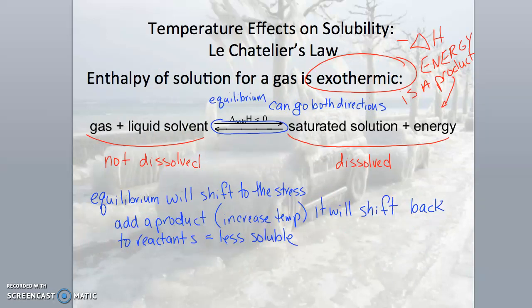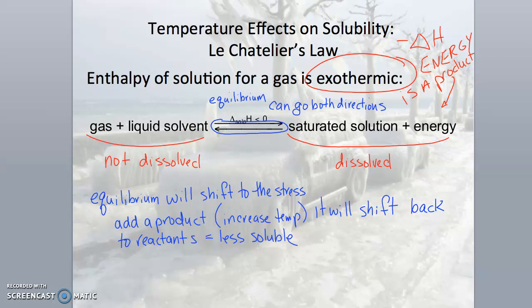Another way to look at the solubility is to write almost like a chemical reaction. We said that the enthalpy of a solution for a gas is exothermic. So this was the bonds broken minus bonds formed. Well, if it's exothermic and we have a negative delta H, that means that energy is really a product of that reaction. So you can see here we just wrote gas plus liquid solvent, and we have a set of double arrows here, which is new. But we're forming a saturated solution plus energy. We're just going to write the energy in as a product because it's exothermic.